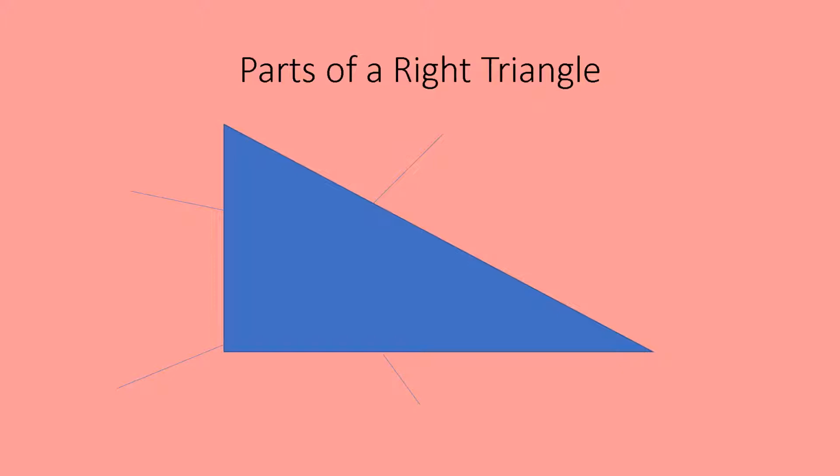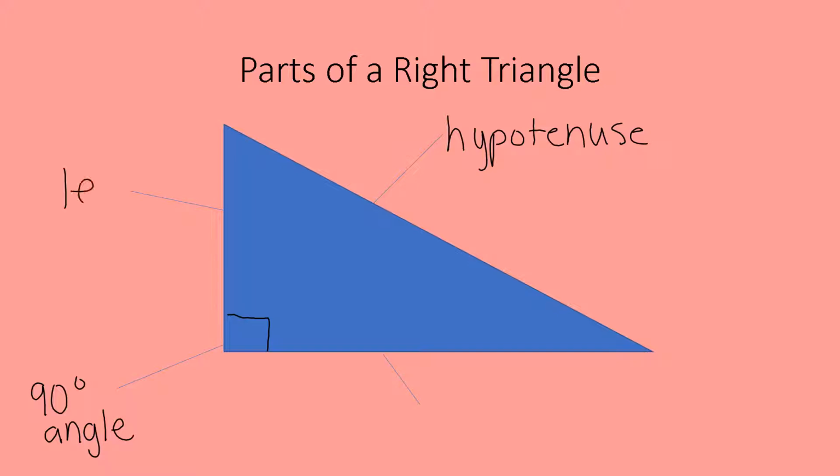So the parts of a right triangle would be first the hypotenuse. The hypotenuse is always located directly across from the right angle, which is a 90-degree angle. And then we also have 2 legs. The hypotenuse is always longer than both of the legs, so the hypotenuse will be bigger than leg 2, and the hypotenuse will also be bigger than leg 1.